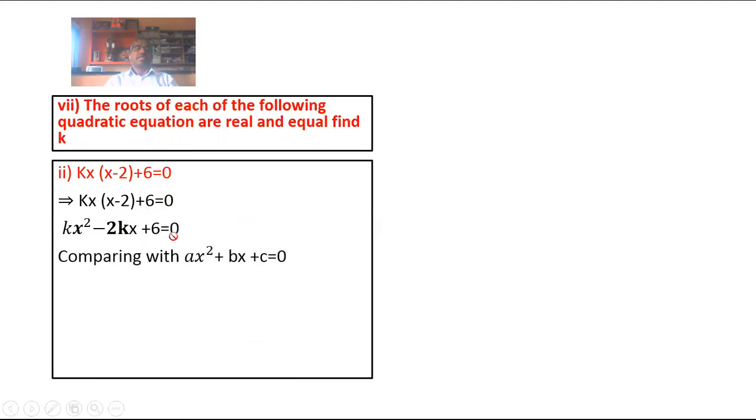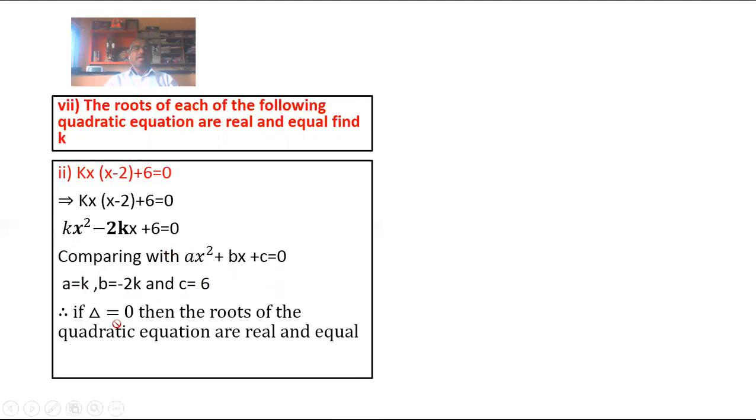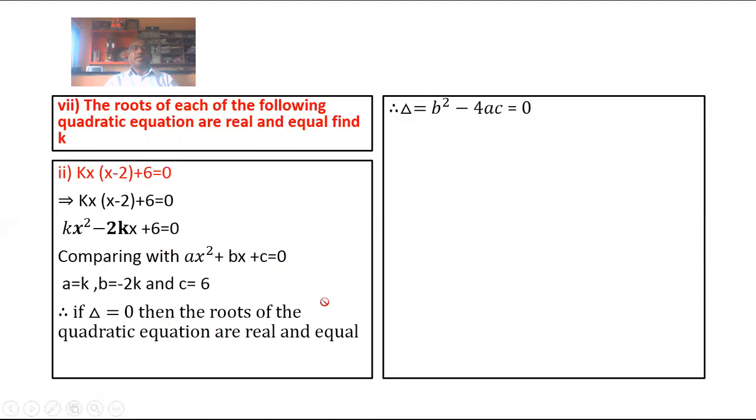Comparing this quadratic equation with ax square plus bx plus c is equal to 0, hence the value of a is equal to k, b is equal to minus 2k, and c is equal to 6. If delta is equal to 0, then the roots of the quadratic equation are real and equal. Therefore, delta is equal to b square minus 4ac is equal to 0. Substitute the values b is equal to minus 2k, a is equal to k, and c is equal to 6 in this discriminant. Minus 2k square minus 4 multiply k multiply 6 is equal to 0.